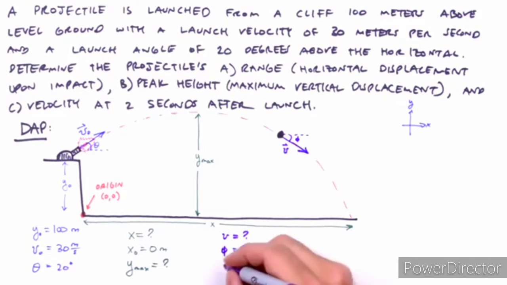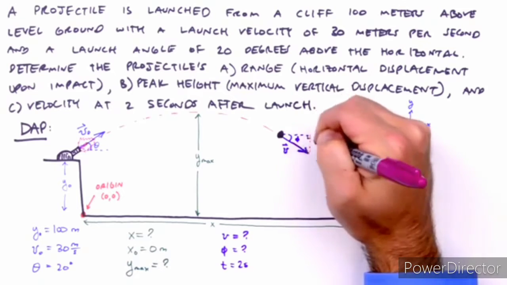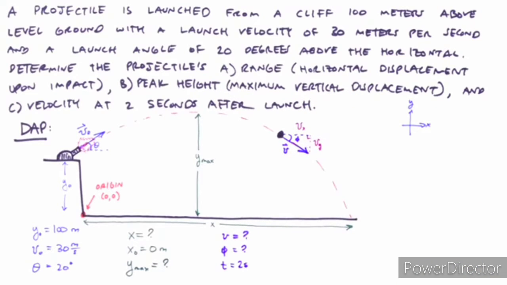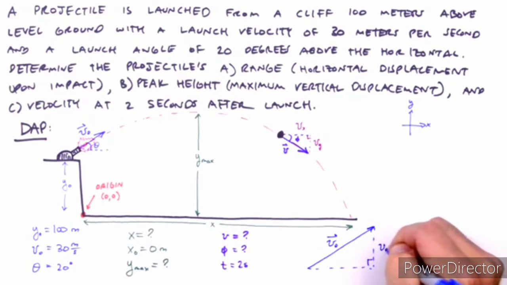And let's not forget to jot down the given time for this part. Since we'll be looking for each component of the projectile's velocity separately, we'll break v into v sub x and v sub y. And while we're at it, let's resolve our initial velocity into its constituent x and y components as well. So here's our given launch velocity, v sub o. In the vertical direction, we have v sub o sub y, and in the horizontal, we have v sub o sub x. And here's the given launch angle theta.